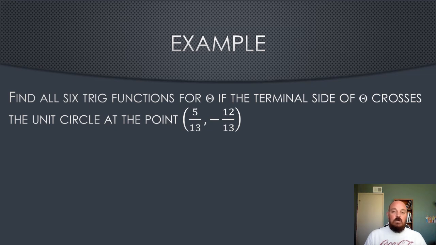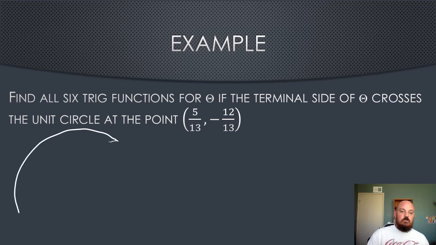Here's one last question on the unit circle, and it's an interesting one because I said find all 6 trig functions again, same setup. For theta, if the terminal side of theta crosses the unit circle at the point 5 over 13, comma, negative 12 over 13. Now, if you remember from part 1 of the video, I said, even though we focus on 30s and 45s and 60-degree angles, the unit circle works for anything, and that's what's happening here.